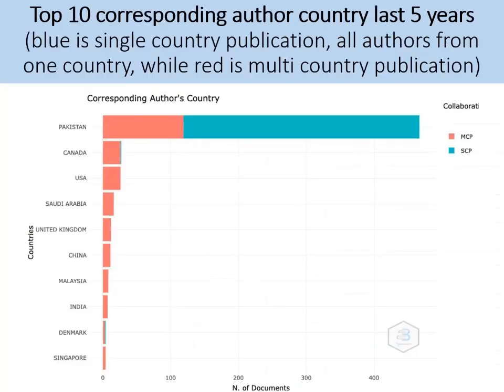Top 10 corresponding author countries in the last 5 years. The blue is single country publication, with all authors from one country, while red is multi-country publication. All other countries have majority multi-country publications. Only Canada has some single country publications as well. But in Pakistan, we have majority single country publications. That shows that we avoid collaborations, and it means that we need to encourage collaboration and help researchers seek collaboration. Thank you.